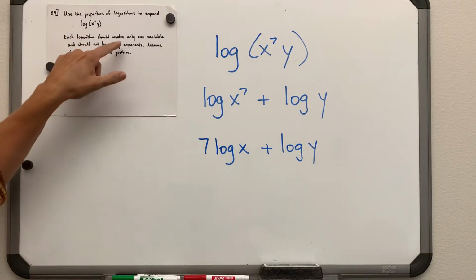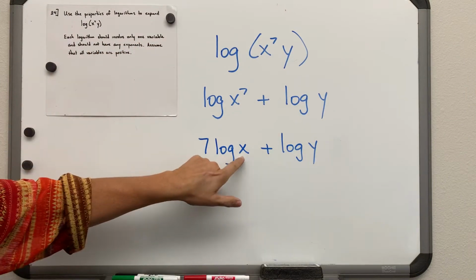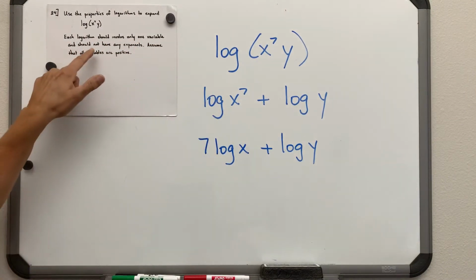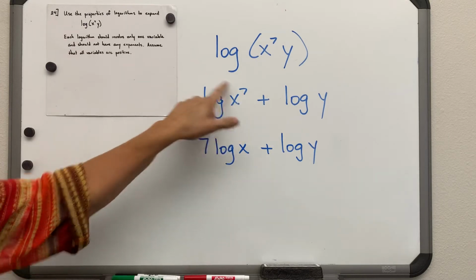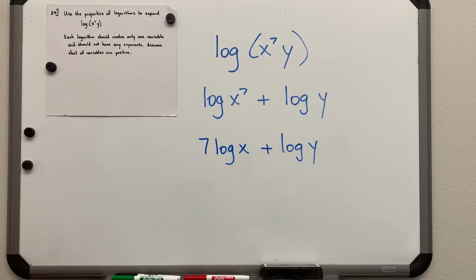Each logarithm should involve only one variable, so this only has an x, that only has a y, and should not have any exponents. So I move my exponent out front. Assume that all variables are positive.